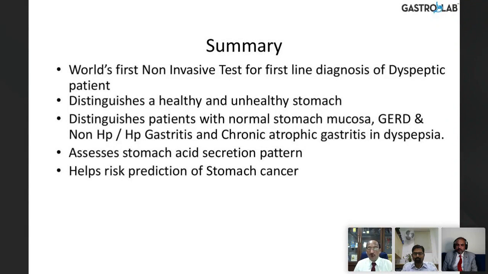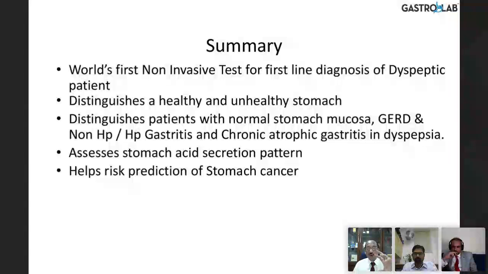Nowadays, it's forgotten, long forgotten, because my teacher told what he had done as a junior resident or as a beginner in gastroenterology. I still remember those days. I'm talking about 50 years, 60 years back.